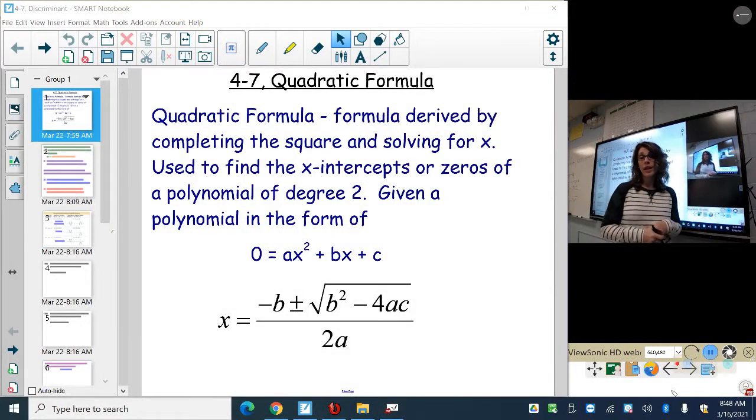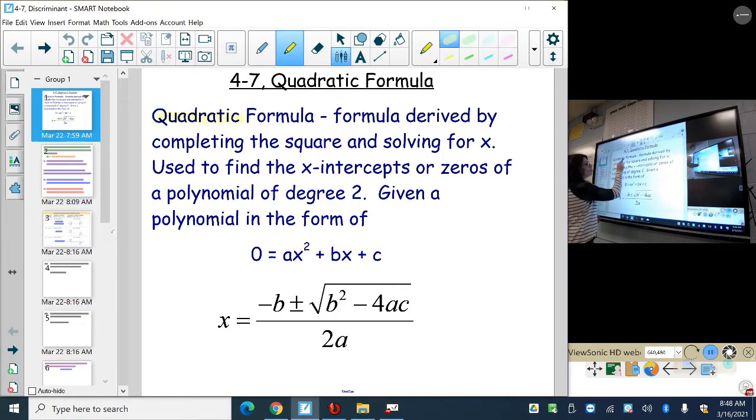Okay, today we're going to be doing section 4.7, which is the quadratic formula. The quadratic formula is derived by completing the square, which we are not going to do, but it's used to find the x-intercepts of a polynomial, and it also tells us what type of roots we're going to have. The quadratic formula is x equals negative b plus or minus the square root of b squared minus 4ac all over 2a.